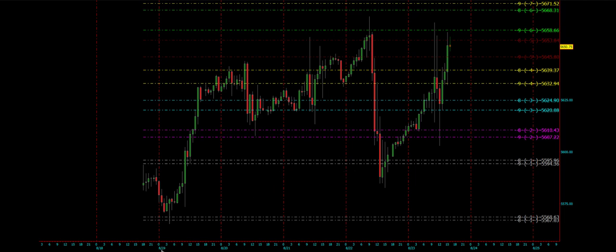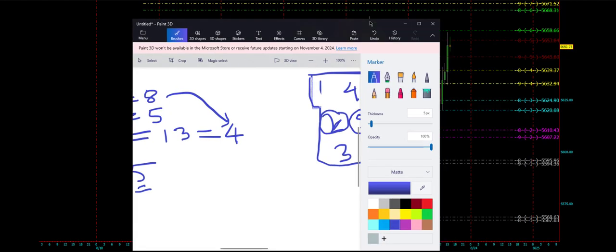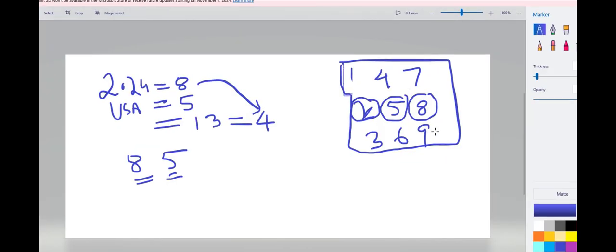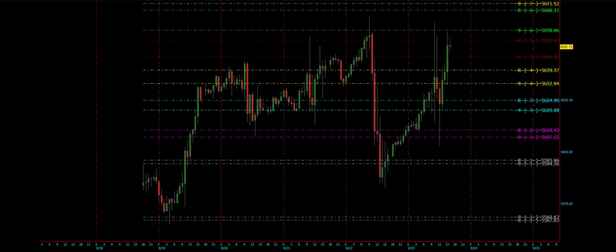Alright, so if I add this number, 9 plus 1 is 10. 10 is what? 10 is 1. 1 plus 8 is 9. So we are at 3, 6, 9. As I drew it here, right? 3, 6, 9. So we are at 3, 6, 9 on that day.